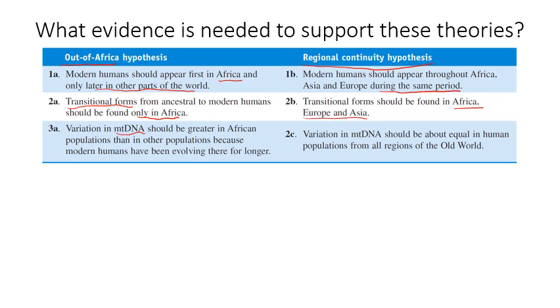And they would also expect to see that the mitochondrial DNA throughout humans is roughly the same, depending on where you're looking at in the world, because all humans have evolved at the same time from different populations throughout the world. So let's have a look at what the evidence actually supports.